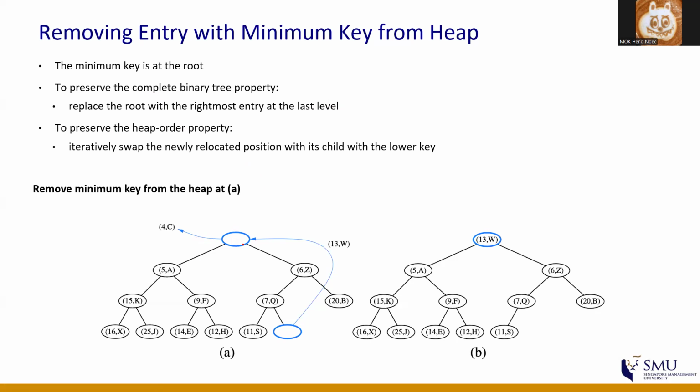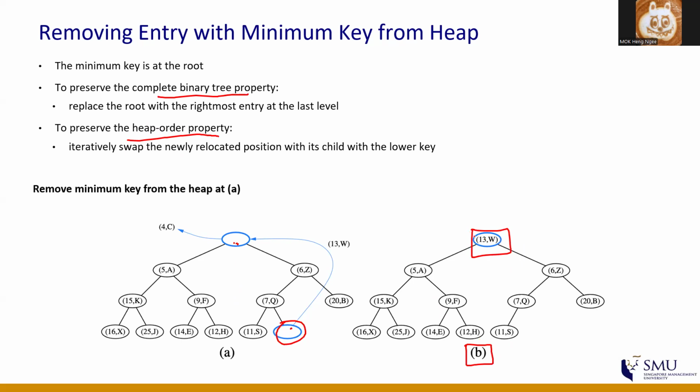But we want to ensure that after removing the root, it is still a CBT. So what do I do? I take the last element here, the last leaf node. If this were a list, this would be the last element in the list, and swap this with the root. Are we done there? No, because after the swap, which is the situation now in B, we have to ensure that the heap order property is still there.